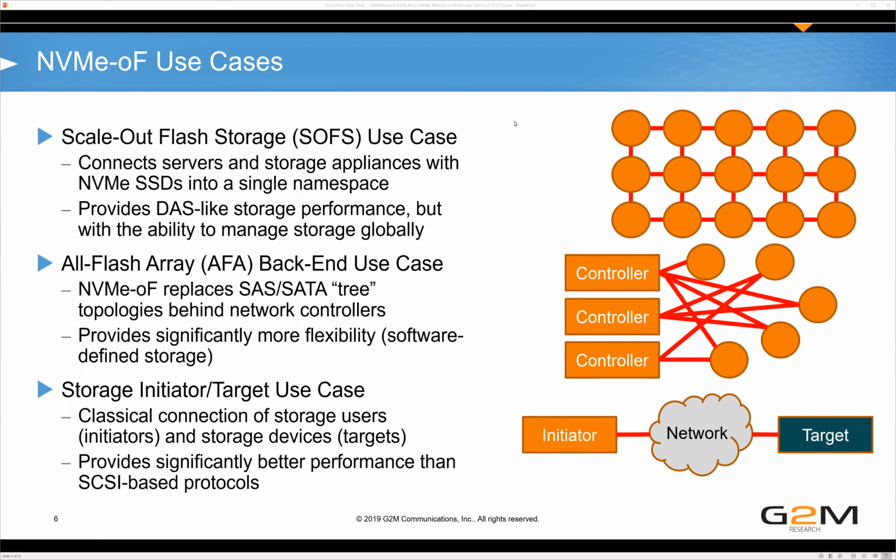And then on literally the flip side of that is the classical storage initiator-target use case, where you have a target, whether it's a JBOF, an all-flash array, or a scale-out flash storage node, talking to an initiator, a server that doesn't have storage, and it's doing all of the storage traffic over the network.